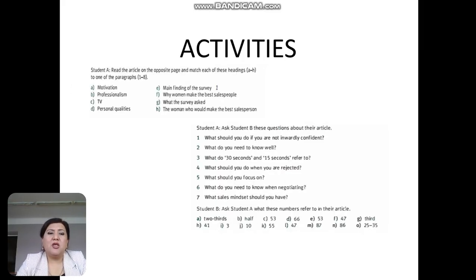The next activity is reading. You have to read the article which is given on the next slide and match each heading to one of the paragraphs. The next activity is also about reading a text. You have to read the text and answer these questions in written form.